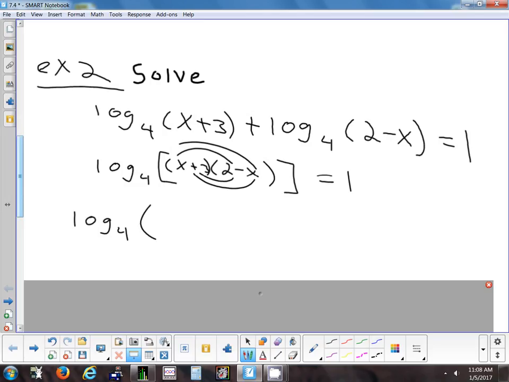So I'm going to get, you know what, I'm going to do it off to the side so then I can put the final answer right here. I get x times 2. Jake, what's x times negative x? Negative x squared. Skylar, 3 times 2? 6. And lastly, 3 times negative x is negative 3x.